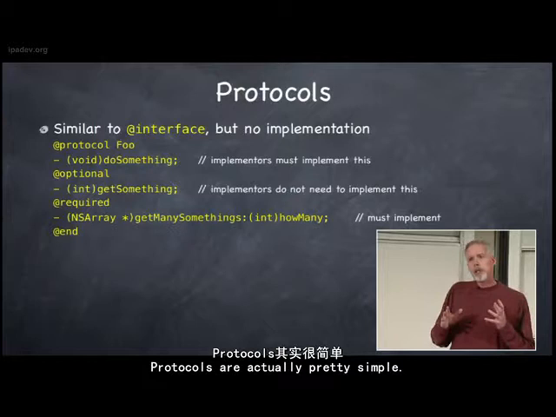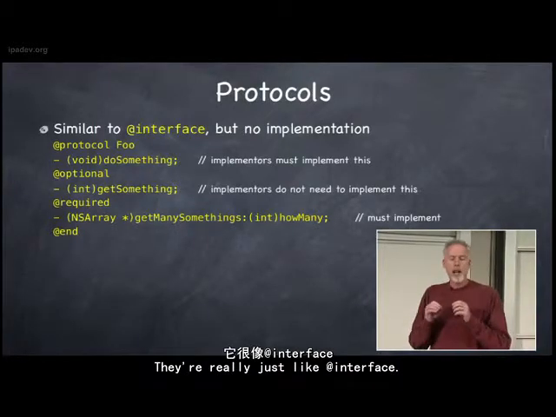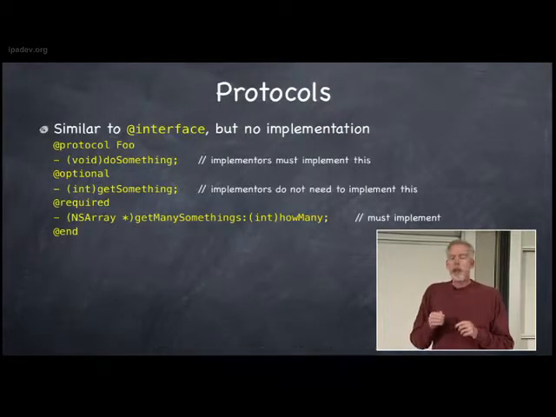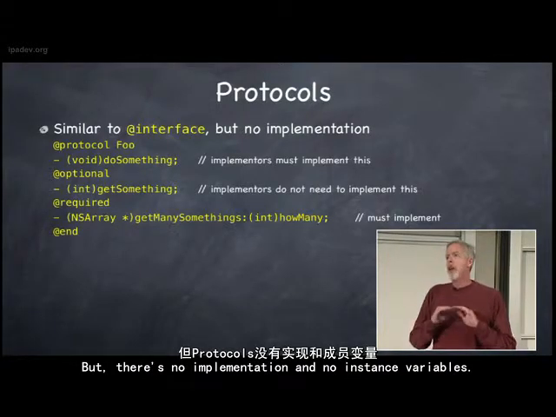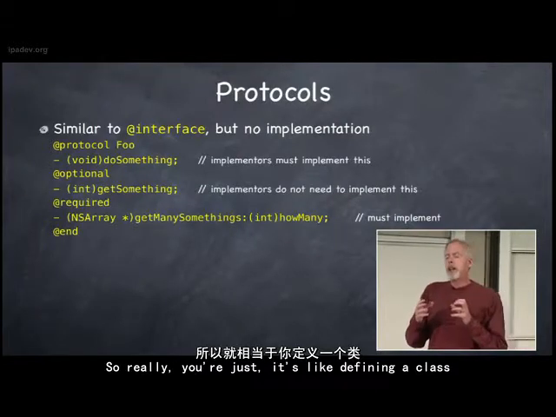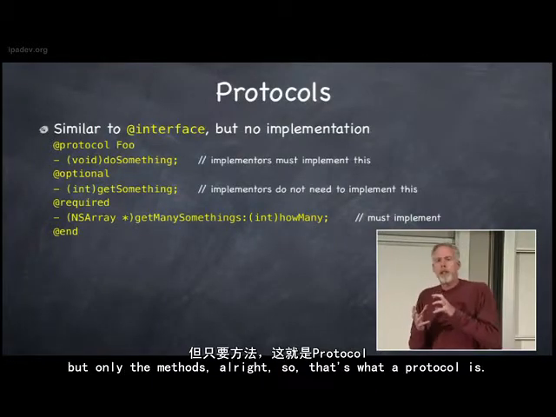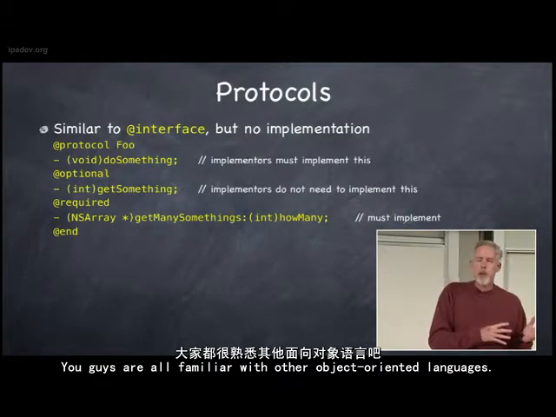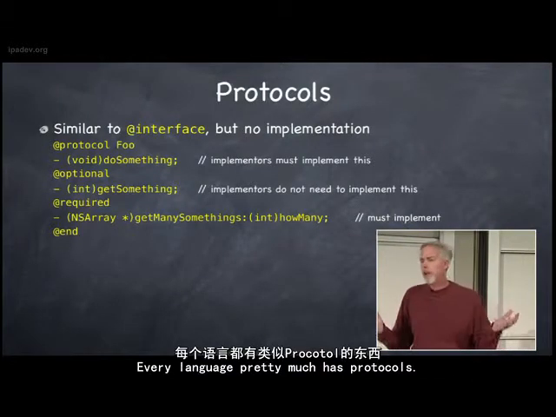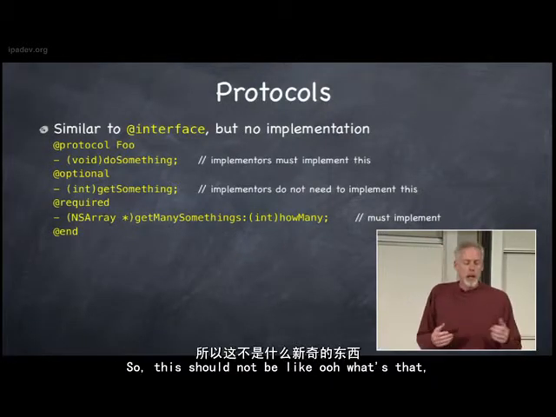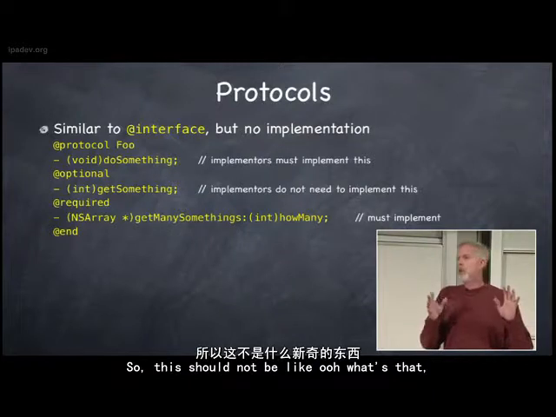Protocols are actually pretty simple. They're really just like @interface. Remember, @interface is the way we define a class, but there's no implementation and no instance variables. So really, it's like defining a class, but only the methods. That's what a protocol is. You guys are all familiar with other object-oriented languages. Every language pretty much has protocols. I think in Java they're called protocols, if I remember. So this should not be like, ooh, what's that?